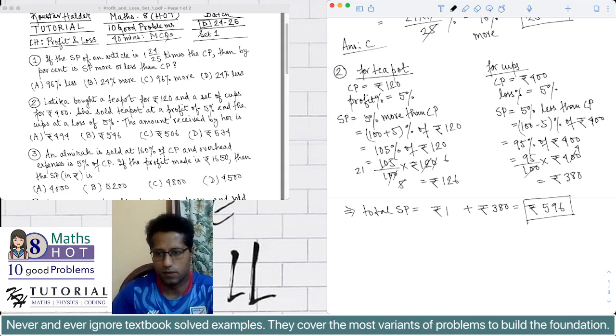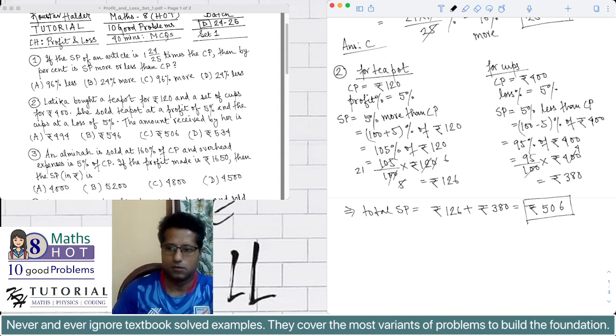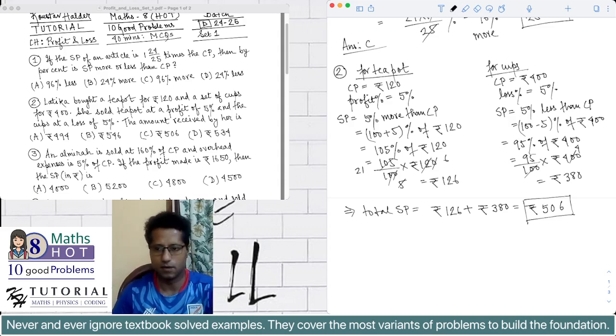This is 126, and so the sum is 6 and then 10 and then 506. 506 is the total amount that Latika received, and hence the correct choice is C. C is the correct choice.